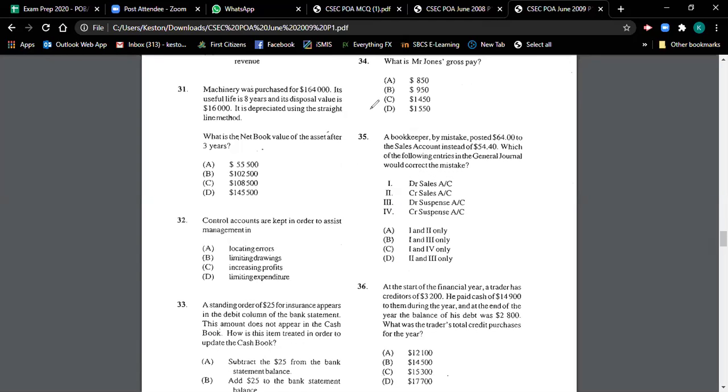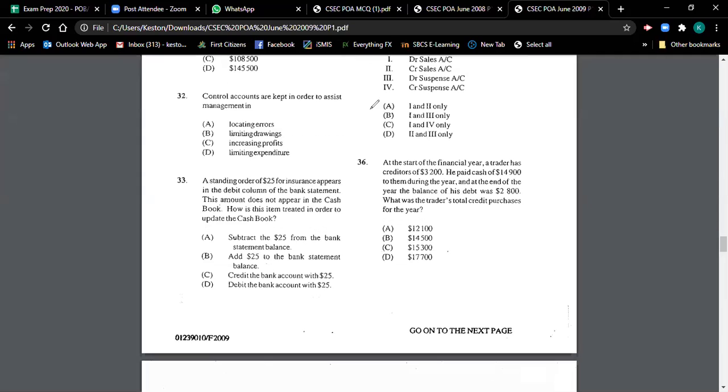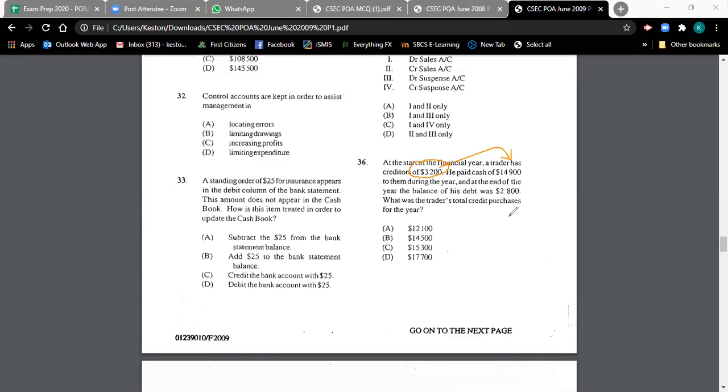36. At the start of the financial year, the trader has creditors of 3,200. He pays cash 14,900 during the year, and at the end of the year, the balance of his debt was 2,800. What was the trader's total credit purchases for the year? Remember I was talking about this earlier? So this is from last year, so you need to take this out from here so you'll see what he actually paid for this year.